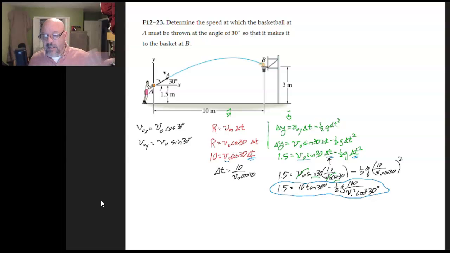Now then, there's only one unknown in there, so we can solve that however we want to. I'm not going to go through that. You guys can do that. But what you're going to end up with is that v naught has to be, I'm not going to tell you. You can calculate that. All right, there you go.